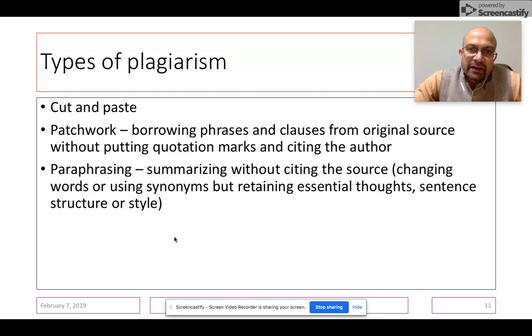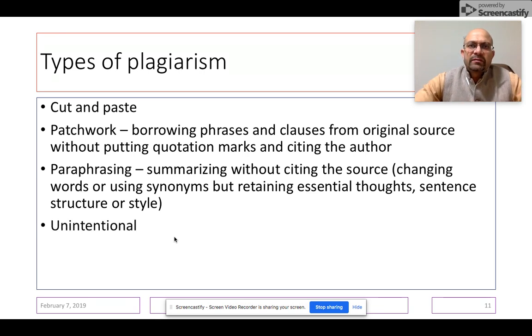Then there is paraphrasing. Paraphrasing is when you summarize without citing the source, in which you might change certain words here and there or use synonyms, but you still retain the essential thoughts, sentence structures or style of the individual, and you forget to cite it to the individual. So this is definitely, again, something that you should not be doing. You could also refer to the bibliography section of the video series, in which I have talked more about why it is necessary to cite other researchers in your paper.